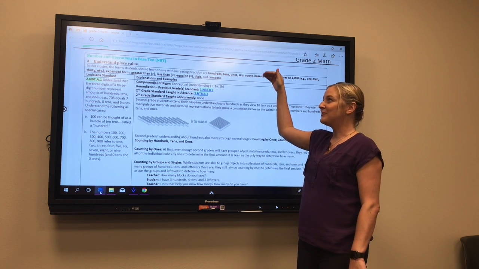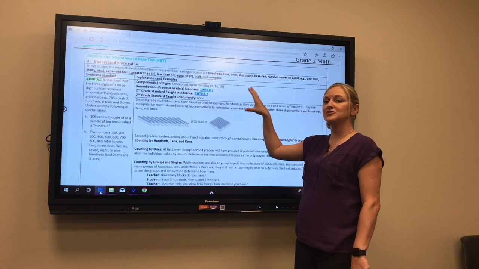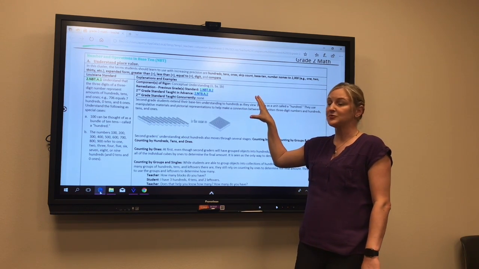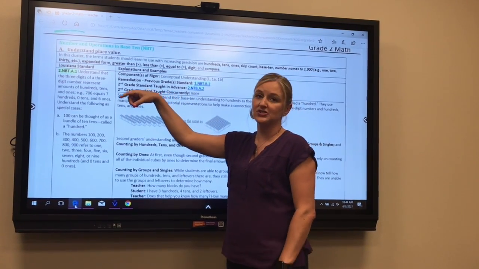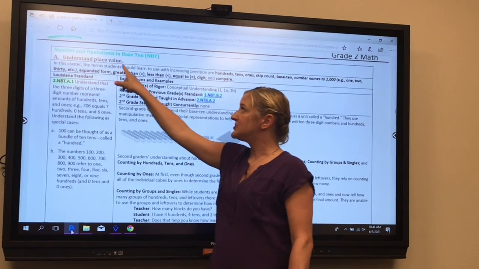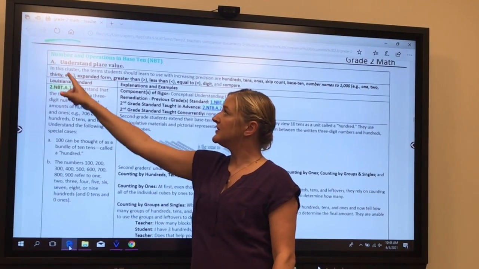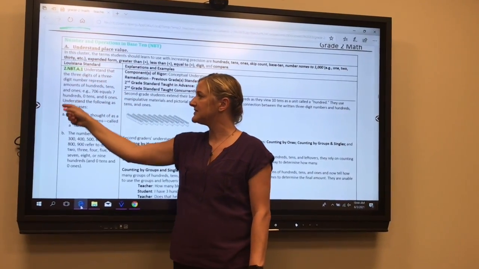Usually our companion documents give us a couple of introduction pages, and they start the standards with the OA, operations and algebraic thinking, and then we get into this numbers and base 10 operations. Again, you see our domain in green, our cluster heading, understand place value here, a short description about the cluster right underneath, and then our standard here on the left side.